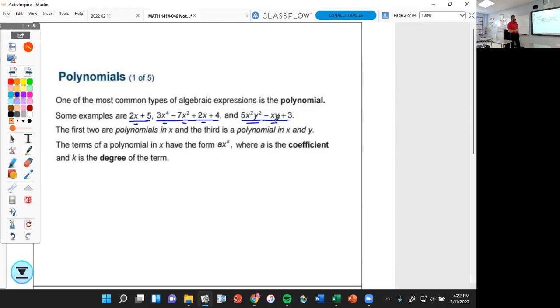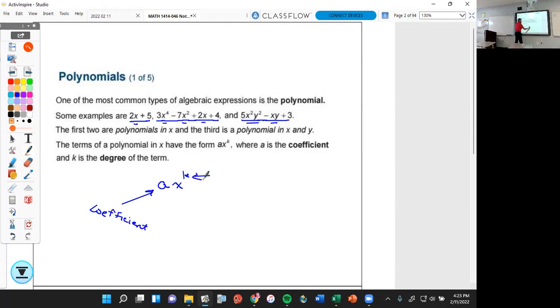In terms of a polynomial in x, we have the form ax to the k power. A is my coefficient, and k is the degree of the term.